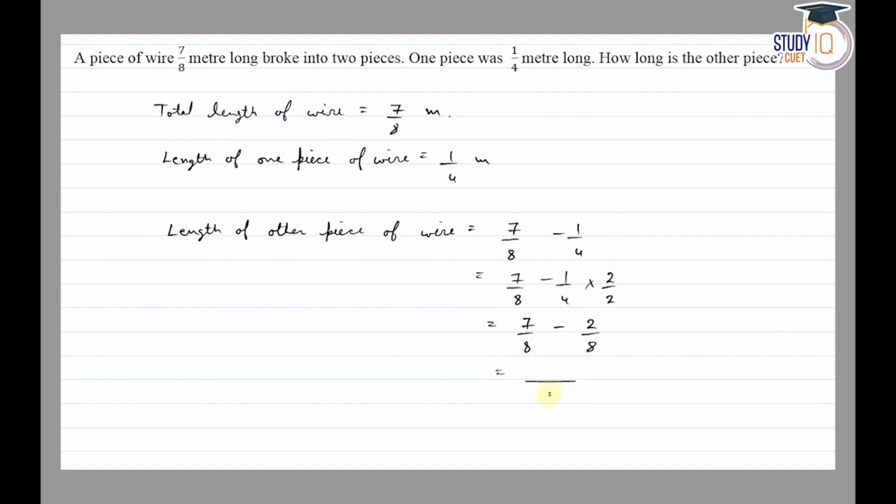So denominator सेम है, so numerator directly subtract हो जाएंगे. 7 minus 2 is equal to 5 by 8 meter. So length of the other piece of wire is 5 by 8 meter. Thank you.